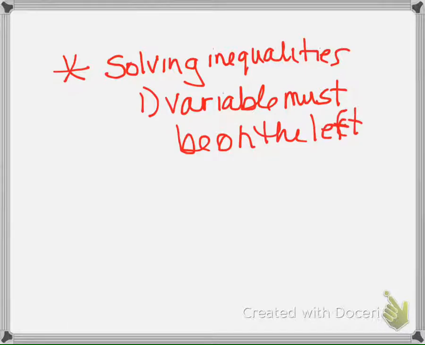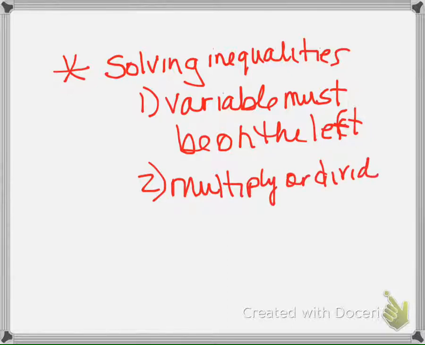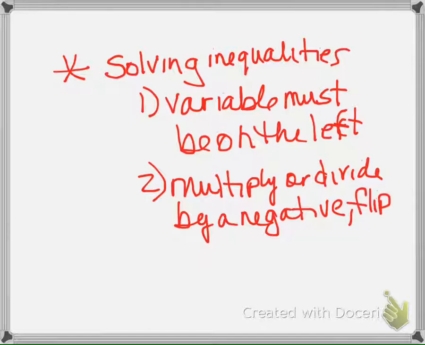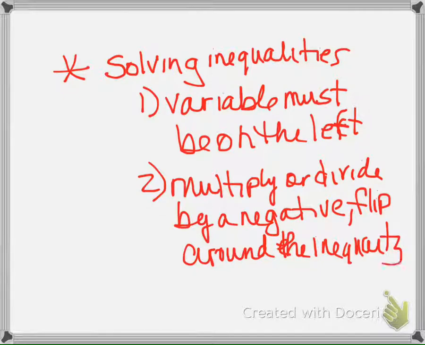And the other thing that I'm going to go through, and I'm not sure that they'll give you too many of these, but if you multiply or divide by a negative, you have to flip around the inequality. Okay, so the variable must be on the left, and if you multiply or divide by a negative, flip around the inequality, and I'm going to show you what that means.